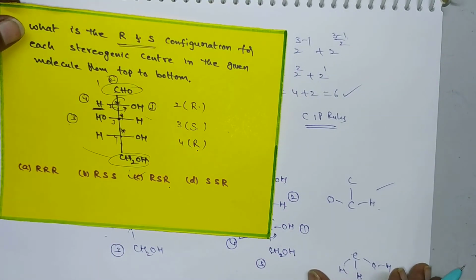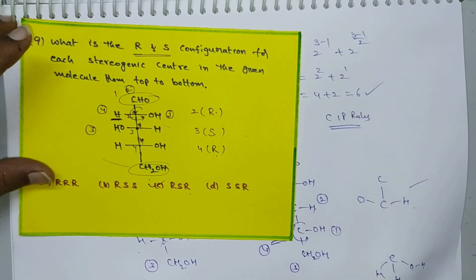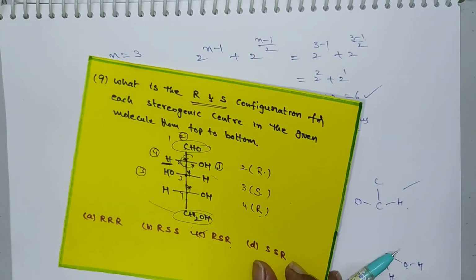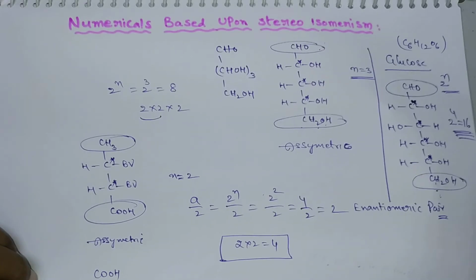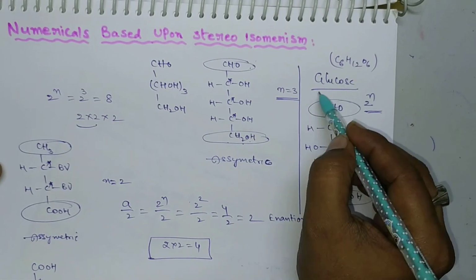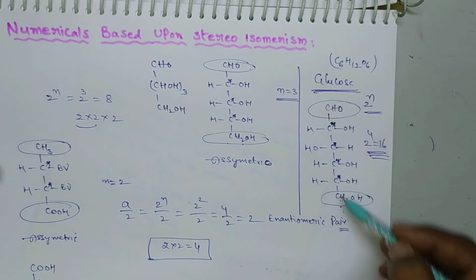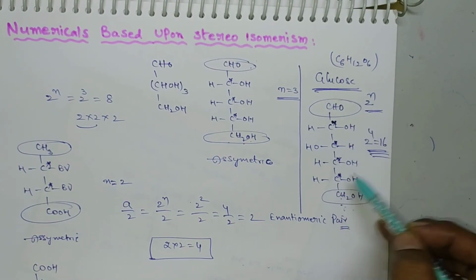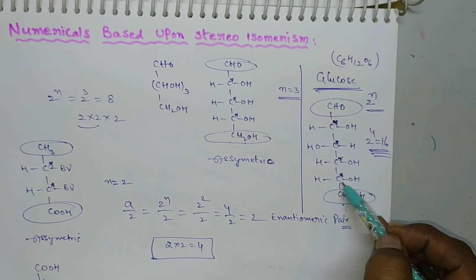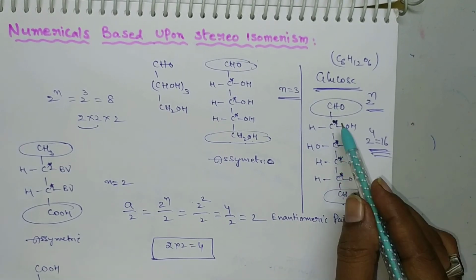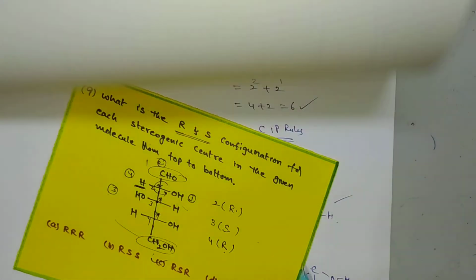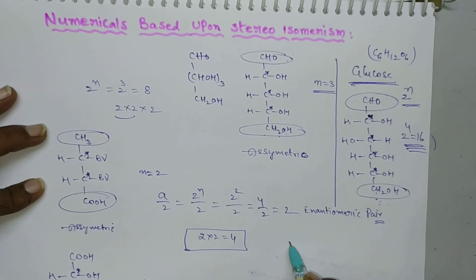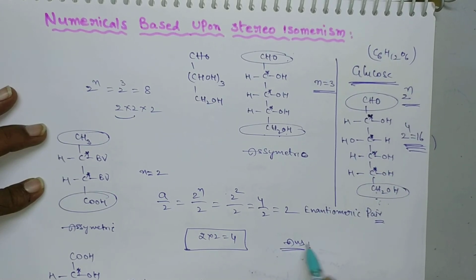Here is a small question for you. What is the configuration for glucose? Assign RS configuration for all the carbon atoms. I am giving the structure of glucose. It consists of 4 chiral carbons. You have to assign all the configurations, whether it is R or S. You can comment the answer in the comment box.